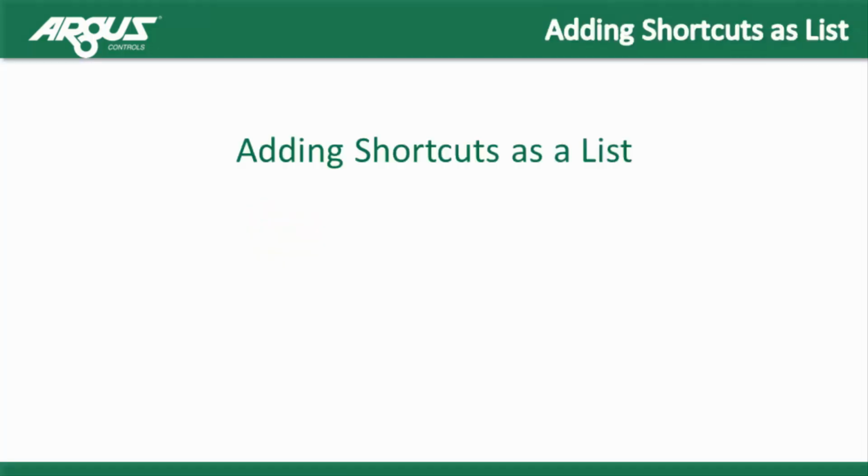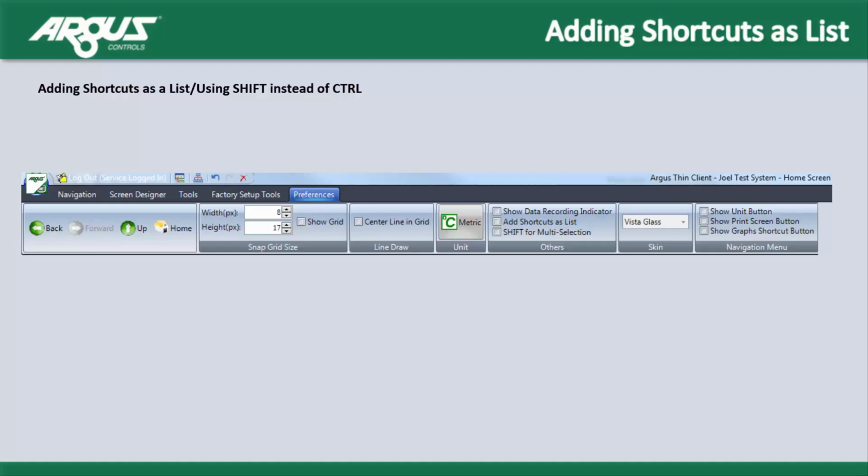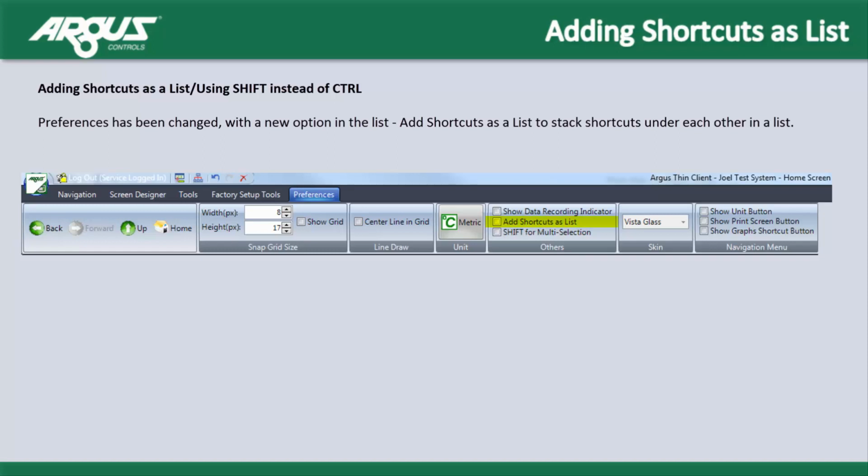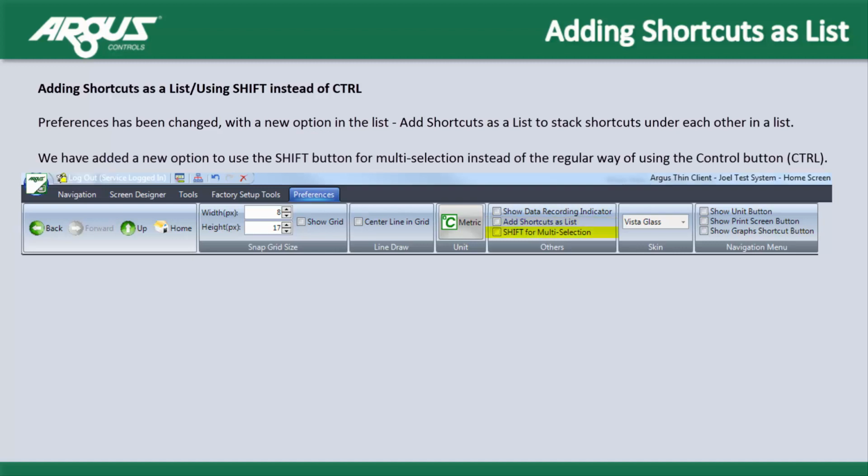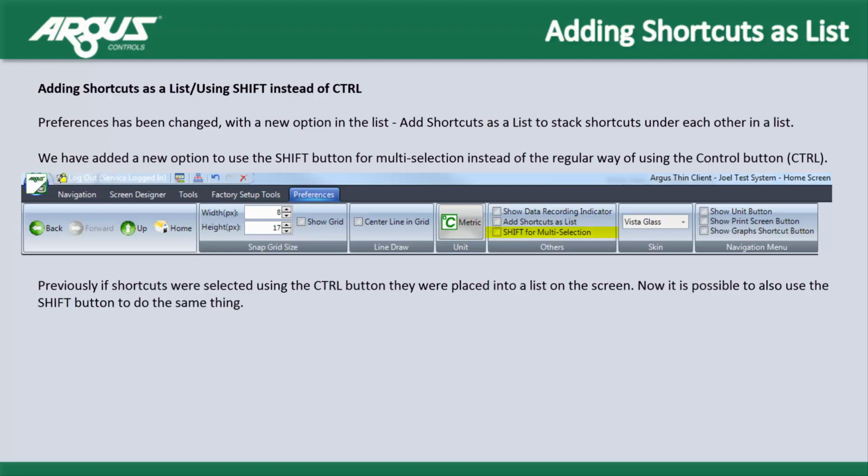Adding shortcuts as a list and using Shift for multi-selection. Adding shortcuts as a list, using Shift instead of Control. Preferences have changed with a new option in the list. Add shortcuts as a list to stack shortcuts under each other in a list. We've added a new option to use the Shift button for multi-selection instead of the regular way of using the Control button. Previously, if shortcuts were selected using the Control button, they were placed into a list on the screen. Now it's possible to also use the Shift button to do the same thing.